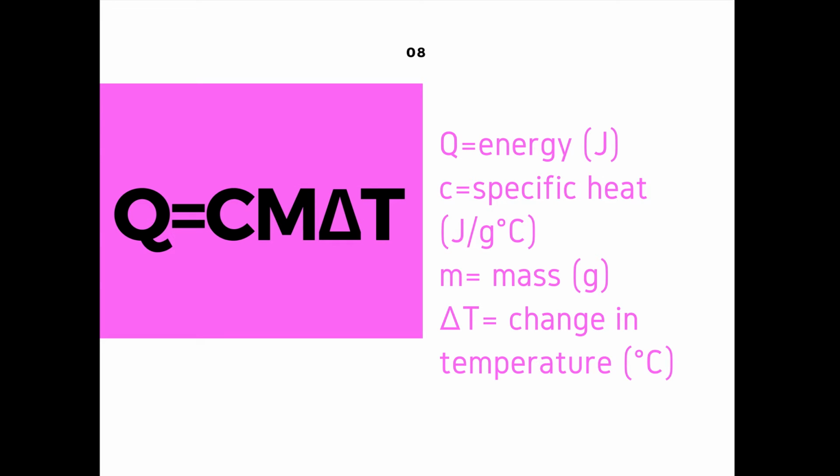This is the energy equation. Q = cmΔT. Q equals energy, c equals specific heat, m is mass, and ΔT is the change in temperature.